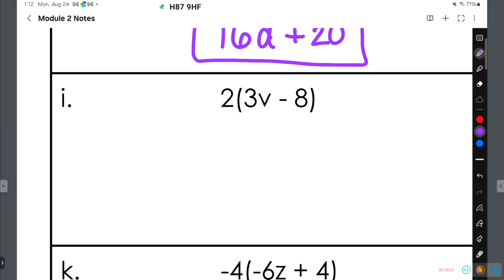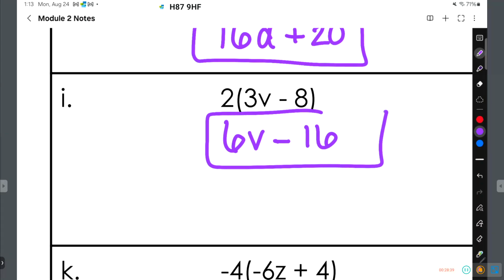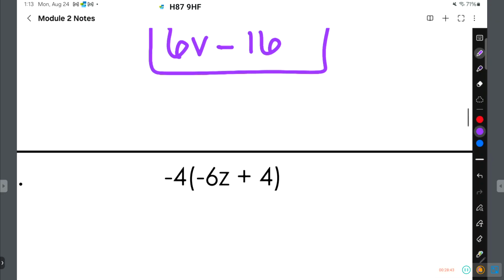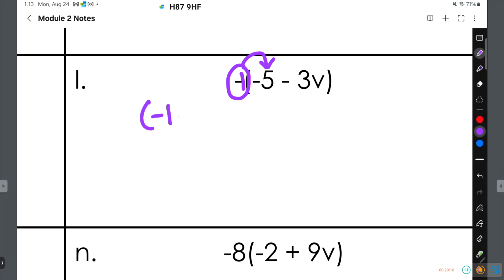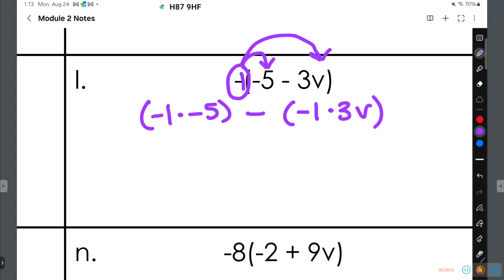All right, we should have gotten 6v minus 16. Ta-da! One thing I'll do, we're going to skip to L. We have a floating negative right there. We can't just have floating magical negatives. What's in front that we don't see? An invisible 1. So really we're saying negative 1 times negative 5. That's easy. It's just trying to confuse you. And you've got negative 1 times 3v.